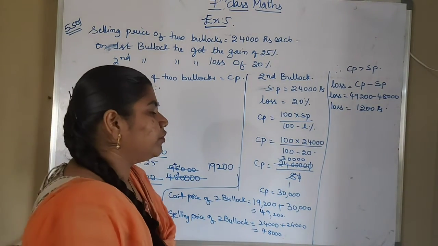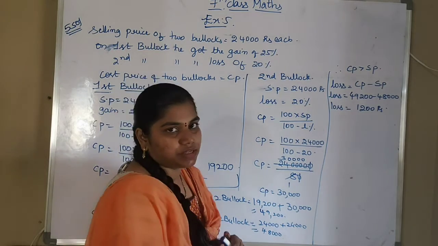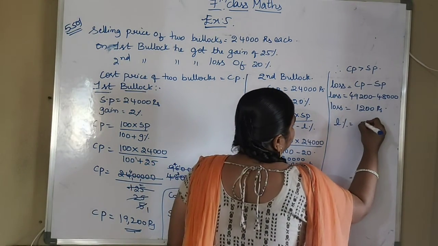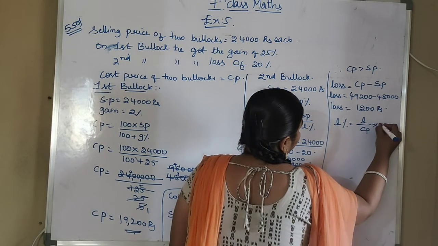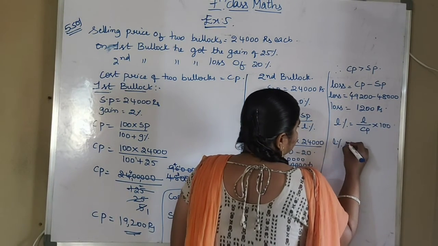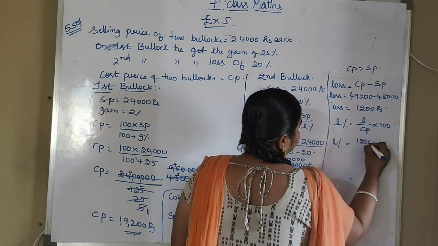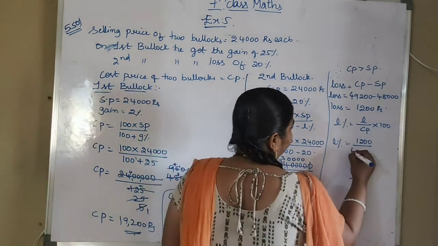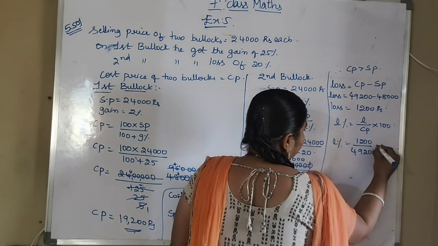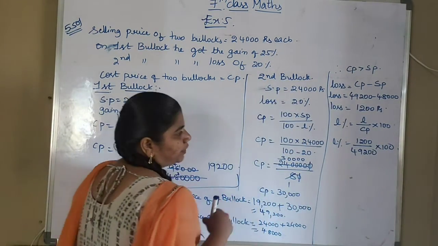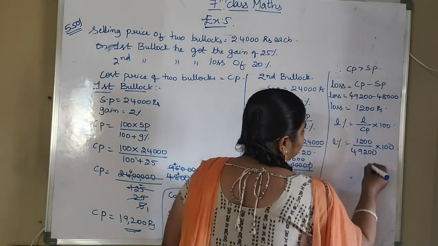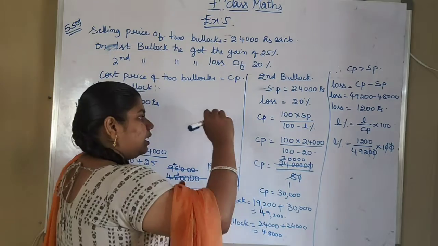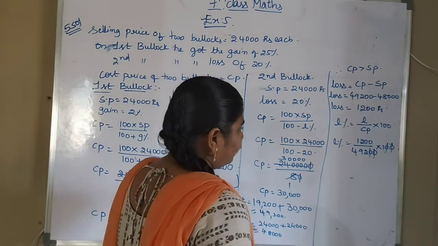Now what do we have to find? We have to find the loss percentage. How to find the loss percentage? Loss by CP into 100. So what is the loss value? 1,200 by CP, which is 49,200, into 100. So here the zeros will get cancelled. Now 1,200 divided by 492.